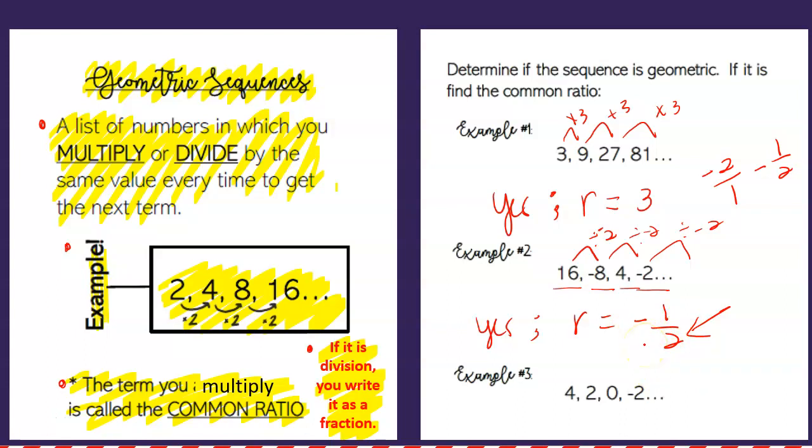All right, then we have example 3. Our sequence is 4, 2, 0, -2. So I ask myself, am I multiplying or dividing here? I am getting smaller, so it'd have to be division. So 4 divided by what gives me 2? 4 divided by 2 gives me 2. But 2 divided by 2 would give me 1, not 0. So this is not geometric. It is arithmetic, but it is not geometric.